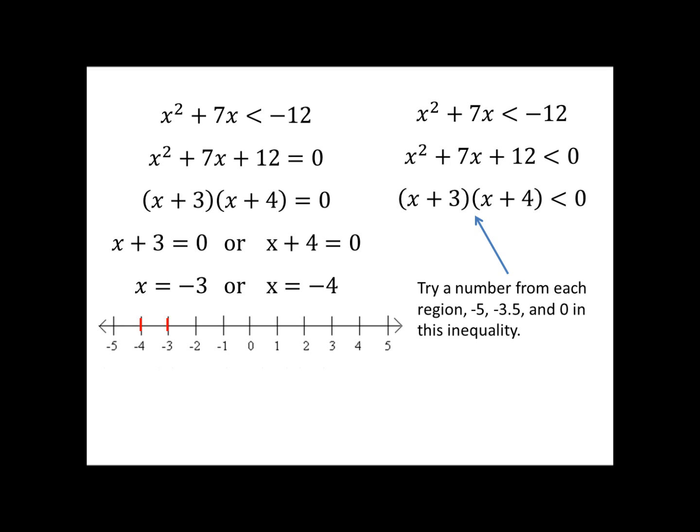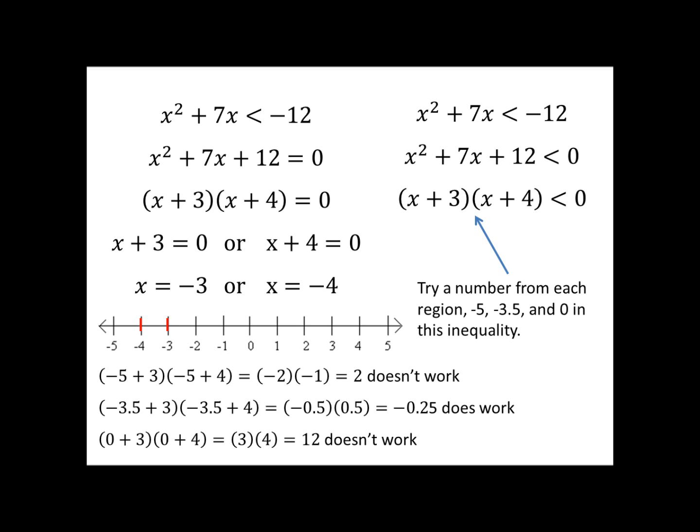Now we're going to try each of these numbers, and I'm going to plug them into this last form of the inequality. The reason for that is because this factored form of the inequality is actually pretty nice to work with because I have something is less than 0. Really, all I care about is whether it's positive or negative, because negative numbers are truly less than 0, positive numbers are greater. So whenever I get a positive number, it doesn't work.